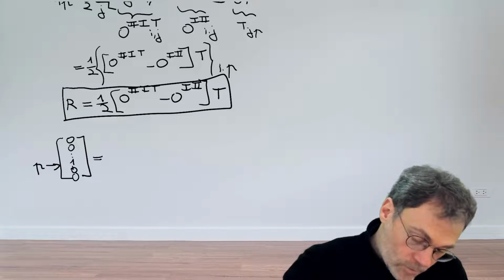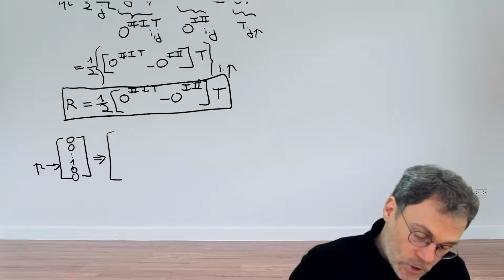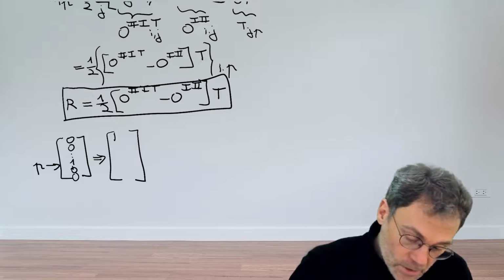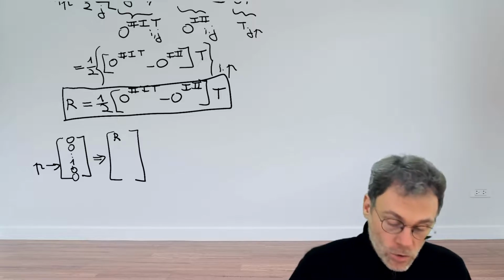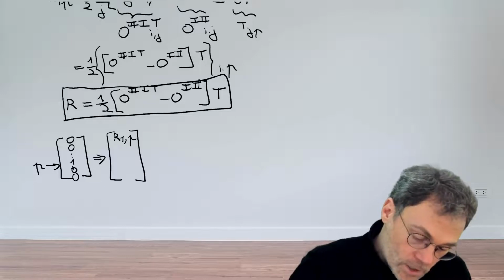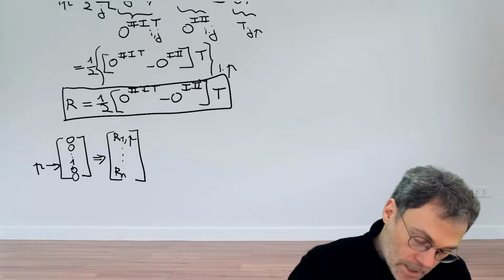And then what we've been calculating are the expansion coefficients of the reflected field. And these expansion coefficients of the reflected field, you can also collect them in a column vector. So for example, R1p all the way to Rnp.